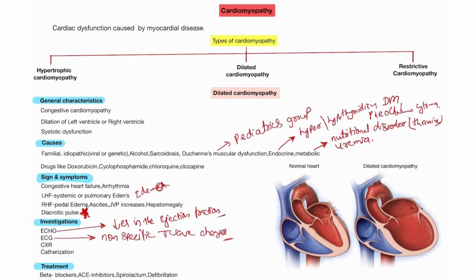In the chest X-ray, what will you see? You will see cardiomegaly in the chest X-ray of the patient. And with the help of catheterization you will see a decrease in ventricle contractility, because dilation of the ventricle occurs, and in this dilation you will see decreased contractility.